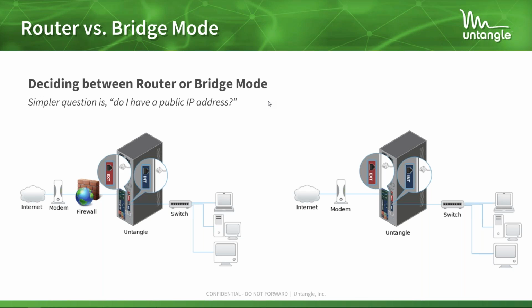In bridge mode, the assumption is you're behind another device that's already handing out a private 192.168 or 10 dot IP address. And in that case, the Untangle actually should be in bridge mode. And the reason for that is when it's not in bridge mode, the Untangle is going to try to assign another different private subnet to your network. And that can cause some issues if you're in a pre-existing configuration in regards to multiple layers of NAT, network address translation.